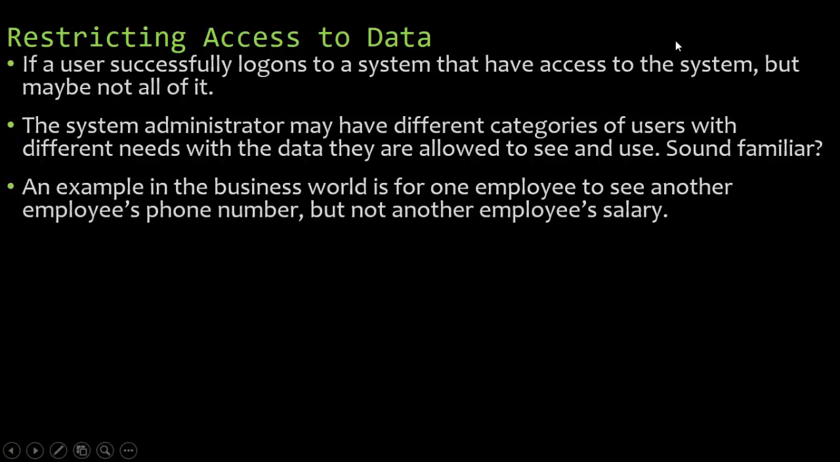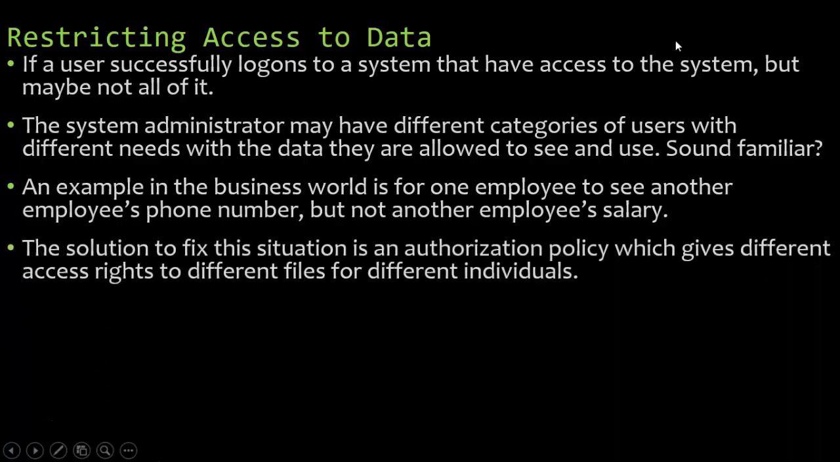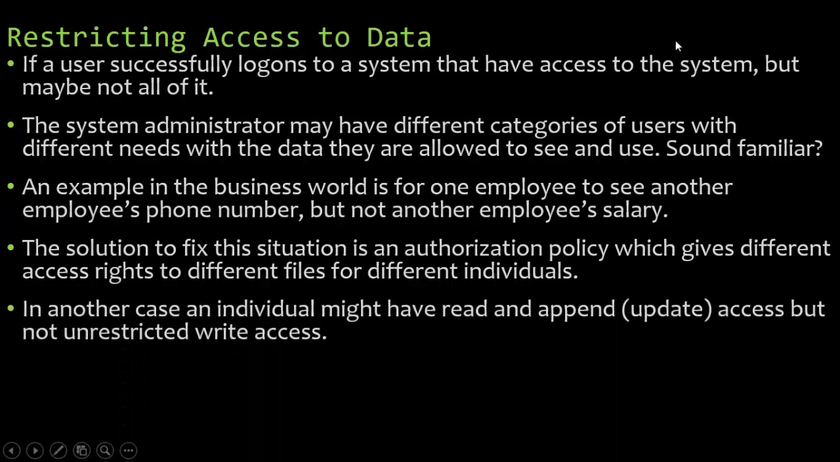Now, an example in the business world is for one employee to see another employee's phone number, but not another employee's salary. The solution to fix this situation is an authorization policy which gives different access rights to different files for different individuals. When you log in at school, you have access to see everybody who has logged onto your computer. However, you don't have the privilege or the administrative rights to actually access and open their folders. You can see who's logged on, but you can't access their files.